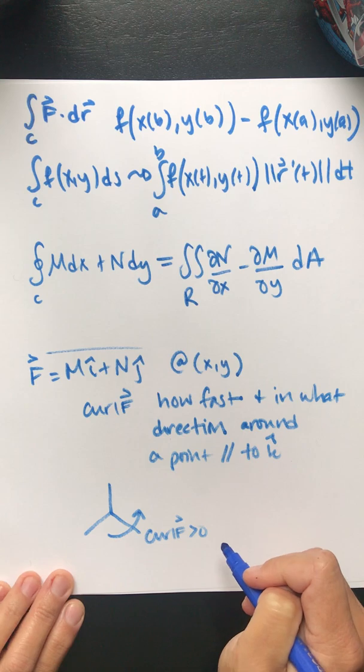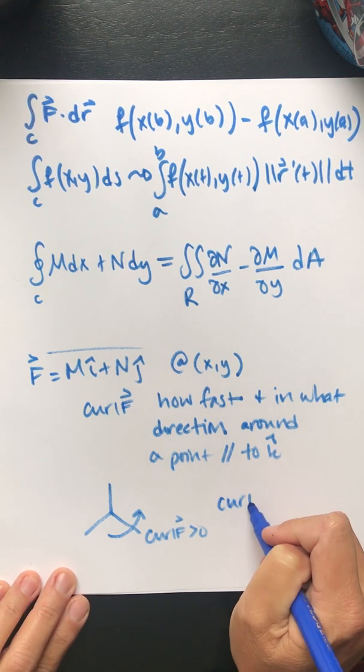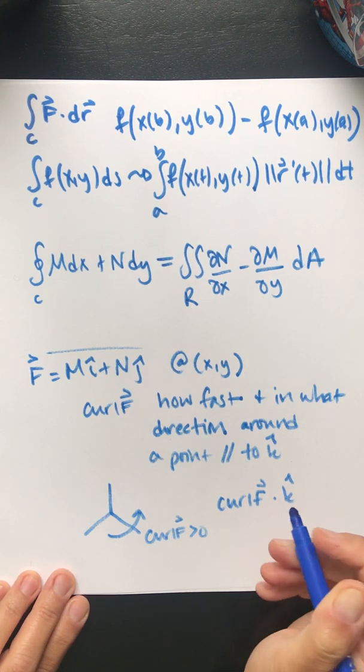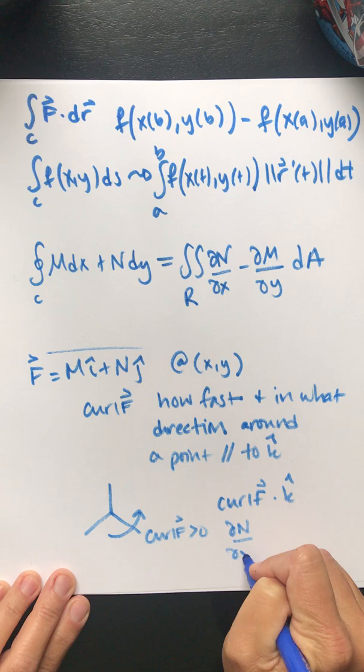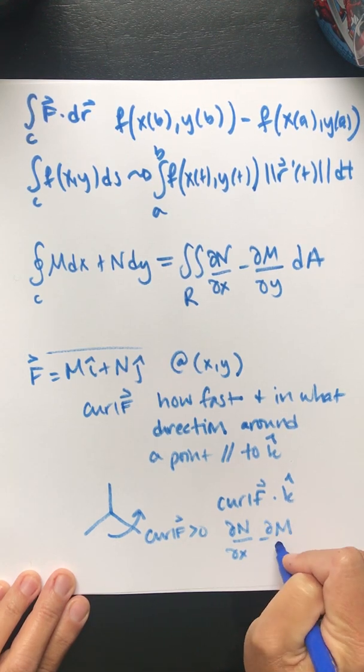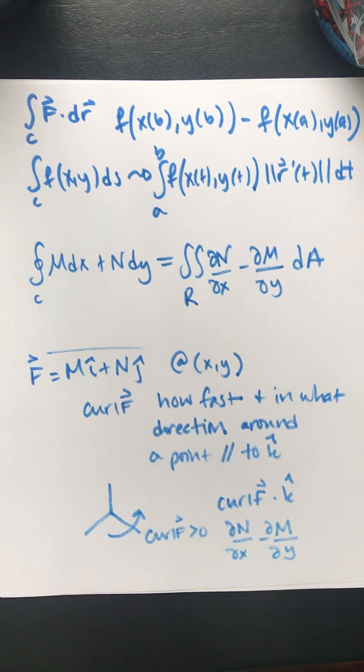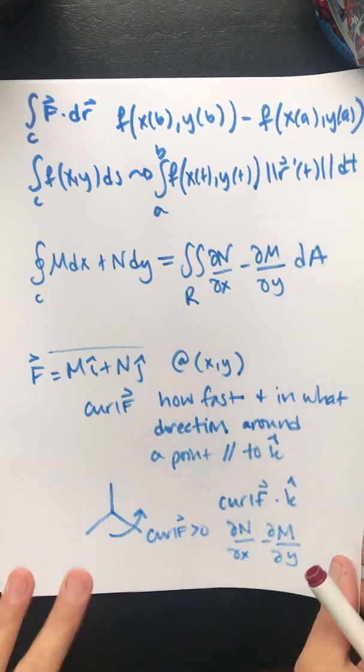And so when we find curl F dot k hat, when we dot these together, we get the partial of n with respect to x minus the partial of m with respect to y. So whenever we have these, this is always going to give us curl F dot k hat, because all the other pieces will be nothing. So this is another way that we sometimes write out Green's theorem, and it gives us a way to start to understand how curl F is working.